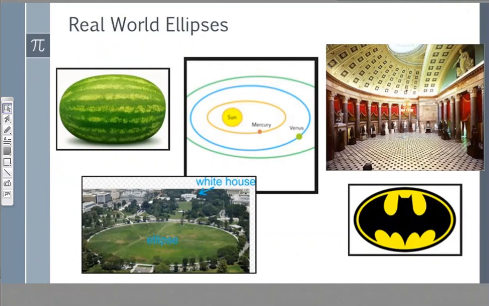Here are just some examples of an ellipse in the real world. My favorite is the watermelon. And we've also got our solar system. And this right here is a room in the White House, I believe. Oh, nope, it's the Statuary Hall in the U.S. Capitol building. And then, of course, down here, this is the White House, and this is the backyard of the White House. And of course, Batman. I love me Batman. All right, let's go to the next screen.